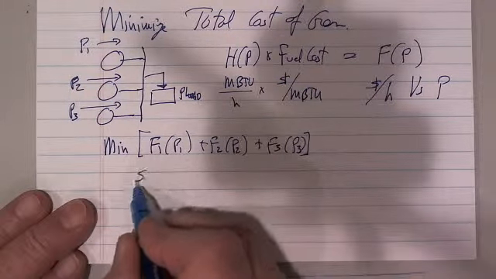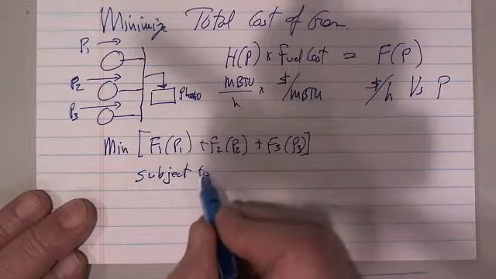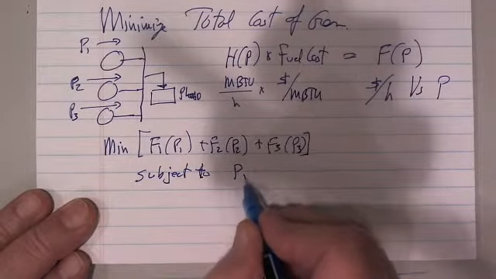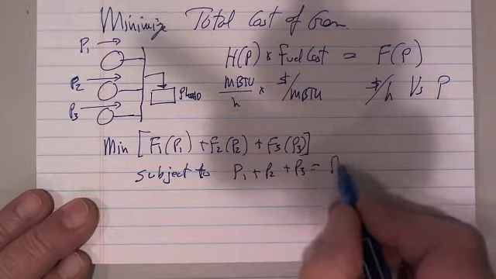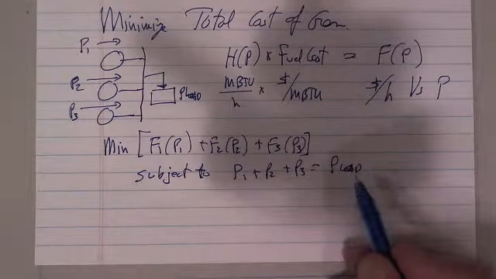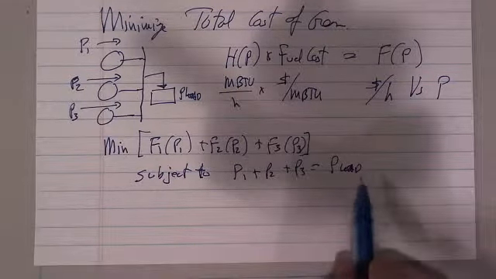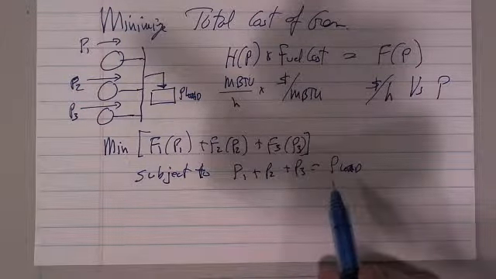And we're going to say subject to a constraint. In other words, this isn't an extra condition. That's P1 plus P2 plus P3 equals P load. Well, that seems reasonable. You want to minimize the sum of the operating costs with a condition that you're meeting that load.